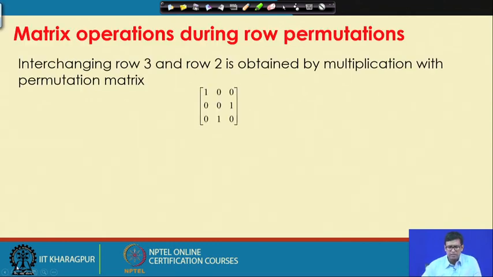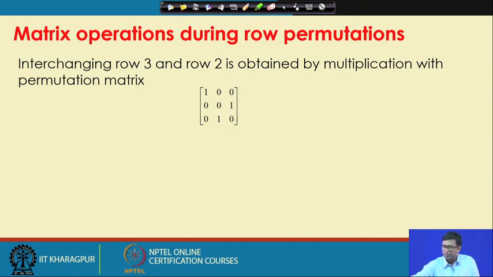Similarly, there is a permutation matrix. If we are interchanging row 2 and 3, this will be the permutation matrix, where from the identity matrix the rows are also permuted. You can consider an identity matrix where we permute the rows, and if I multiply that permutation matrix with the original matrix, it will get its rows permuted also.